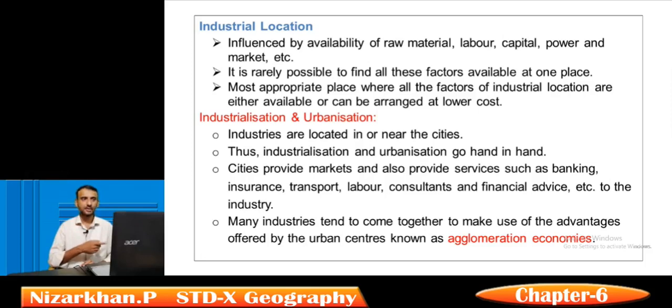Why? Because most of the industries are located in or near the cities. Why? Because there are several services such as banking, insurance, transport, labor, consultants, and financial advice provided by these urban centers. So most of the industries come together to make use of the advantages offered by the urban centers, which is known as agglomeration economies.